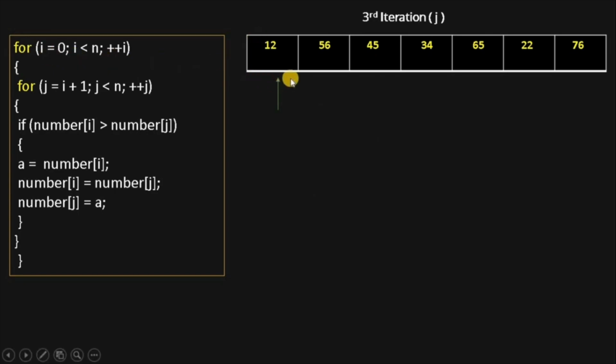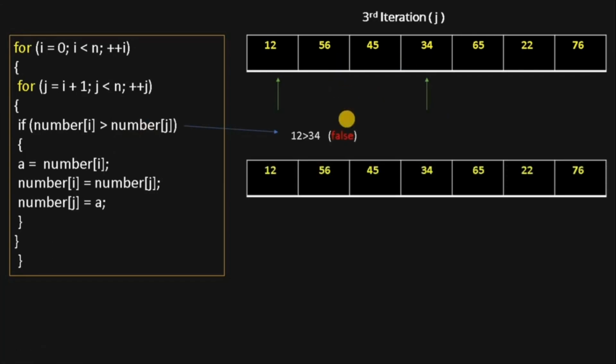Now it will again locate i equals 0, that is 12, and it will go with 34 now because the j value is continuously increasing here. And it will go up to the n value, right? If n is 7, then it will continue looping for 7 iterations. So in 34 it will check again, it's false, and the same array is formed again.